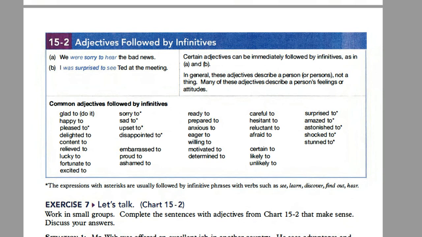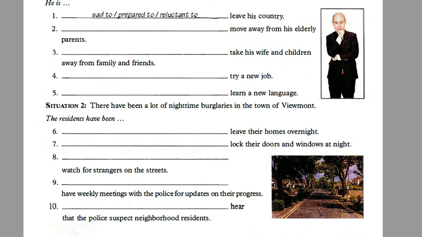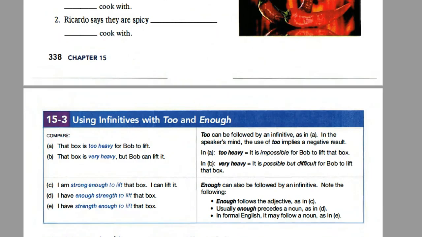From what we find, the adjective words like "I am glad to", "I am happy to", "I'm pleased to" make the sentence better and stronger. Here is an example: "He is reluctant to leave his country." Reluctant means hesitant. Next, we have a section called using infinitives with "too" and "enough".